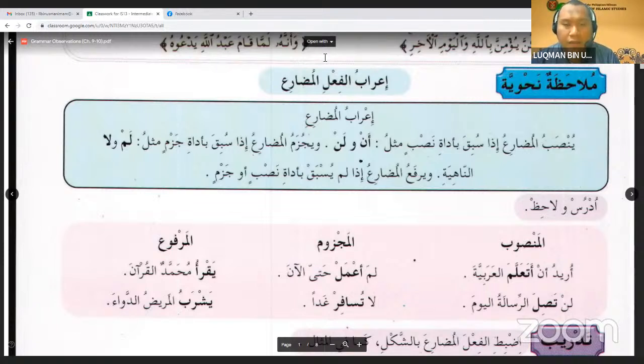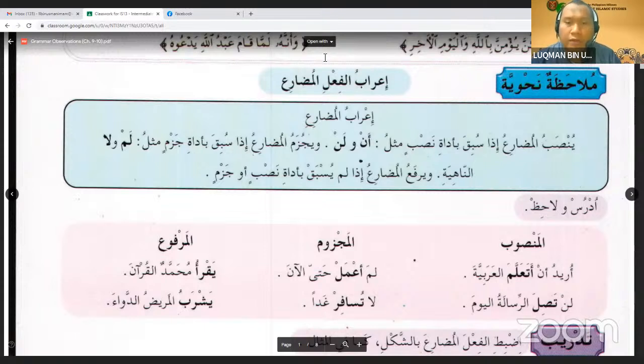Fi'al madi, the action was already perfected. That's why it's called perfect tense. It is translated in English as perfect tense. Then fi'al mudari', the action was not yet perfected, so it's either being done or will be done in the future. So under imperfect tense, it can either be present tense or future tense. Then in imperative tense, fi'al amr, that's a command.